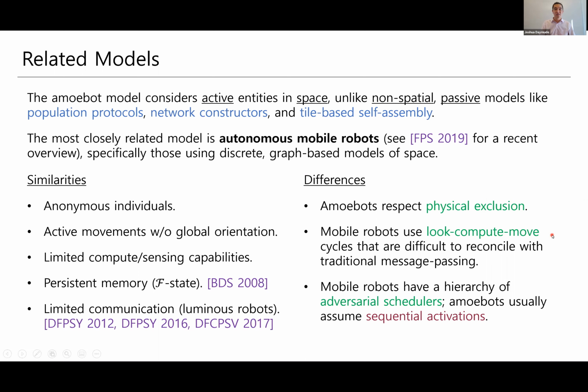Secondly, the mobile robots use a well-established look, compute, move cycle to govern their actions. So this means that a mobile robot wakes up, it snapshots its neighborhood, it computes what it wants to do based on that snapshot, and then it maybe moves. It depends on the action, but it might move based on what it computes. This is a difficult thing, especially the snapshots are difficult to rectify with traditional message passing.